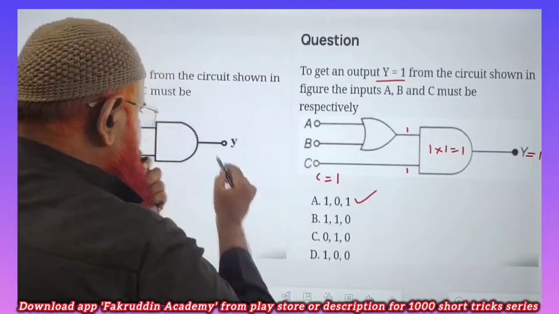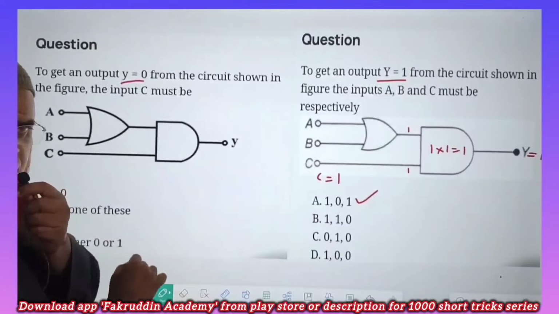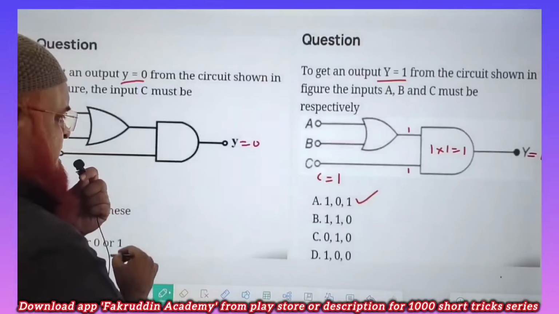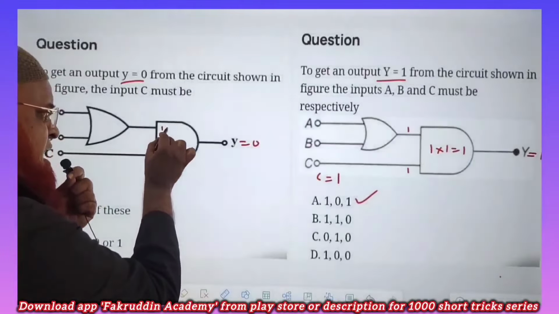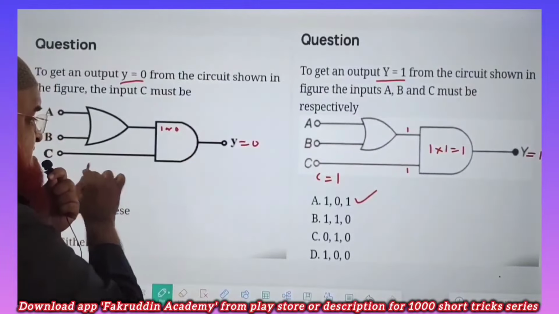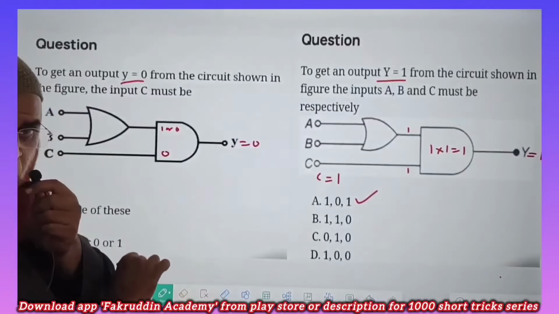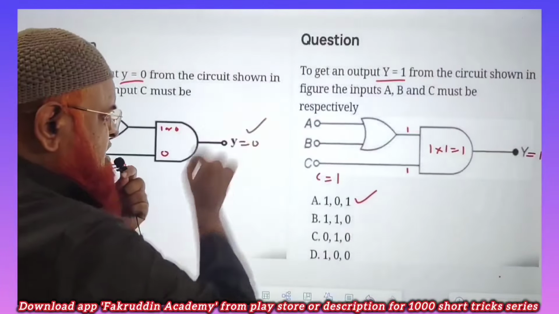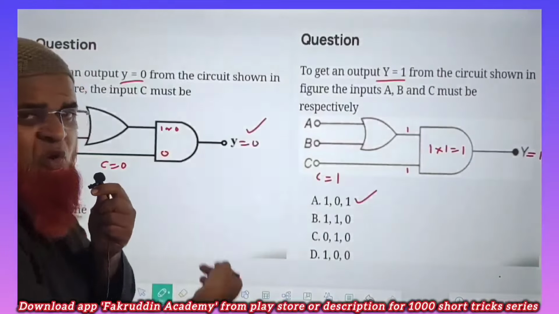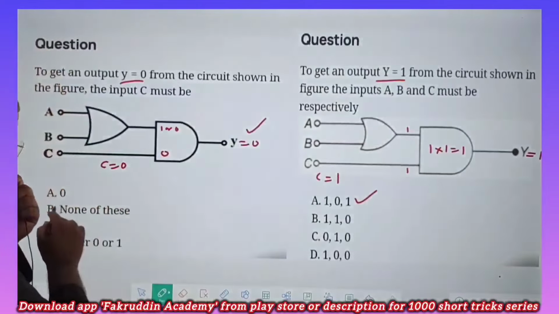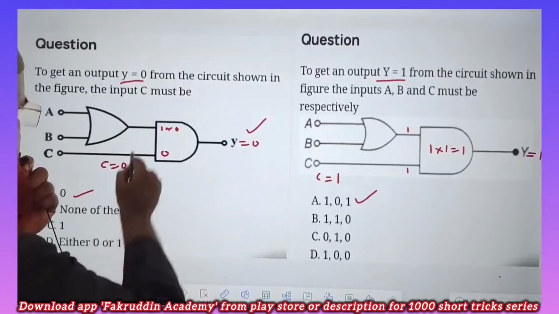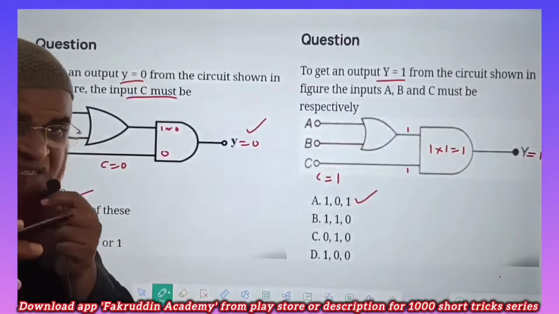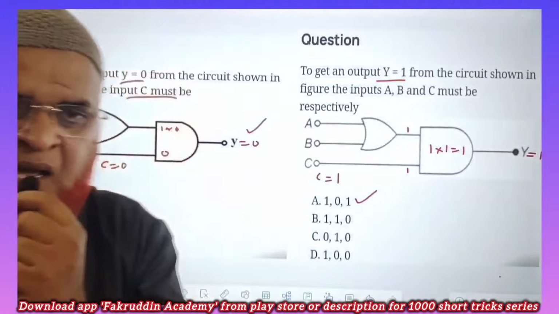Enough. In the second case also, he is telling that Y is equal to 0. If Y is equal to 0, you have to select such a case. Whether this is 1 or 0 doesn't matter, but C should compulsorily be 0. If C is compulsorily 0, then only it is going to be 0, because 0 into 0 is 0, 0 into 1 is 0. Therefore, the option is A. So input C should definitely be 0. So the reverse method, how did you feel?